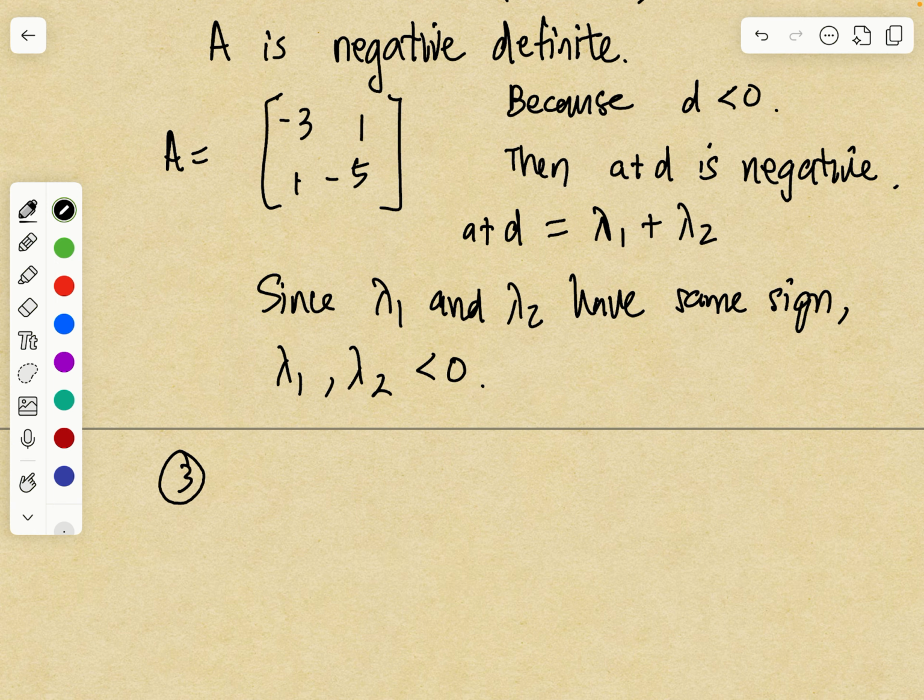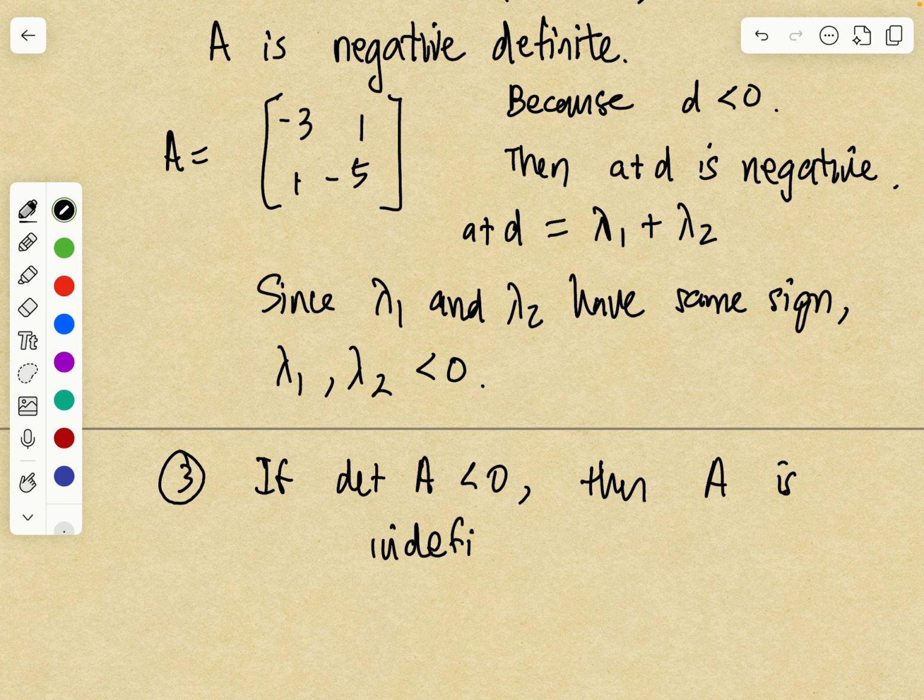And then I'll leave the third one as an exercise for you. If the determinant is negative, then the matrix A is indefinite. Okay, I'll let you think about why that's true.